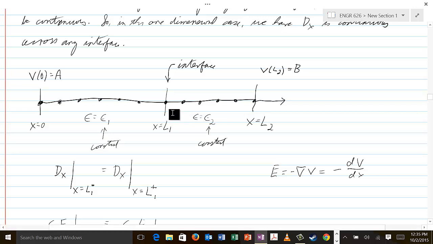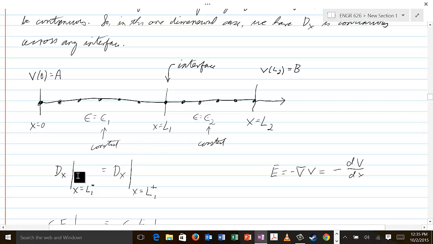So that means that at x equals L1, that's where the interface is. It's the interface between these two regions, and epsilon does take an abrupt jump, a sudden change in value there at that interface. So this is the kind of problem we want to solve. And remember what we just said, that electromagnetic theory dictates that even though epsilon is changing abruptly at that point, dx cannot change abruptly at that point.